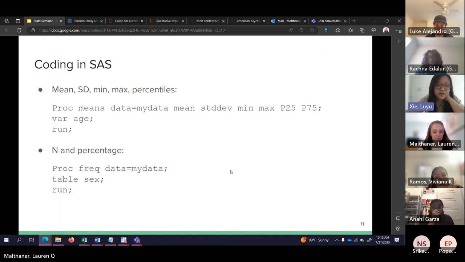And for categorical variables, we report n and percentages. In SAS, you do proc freq, which also stands for frequency. So put data equal to your data name, and then put tables sex, and run. It will give you the n and percentages for sex.